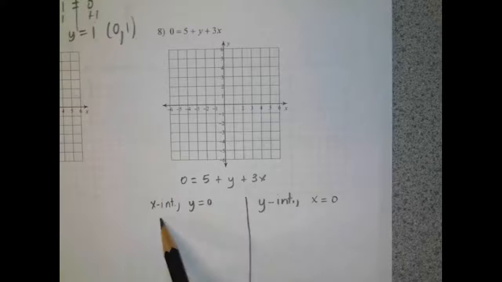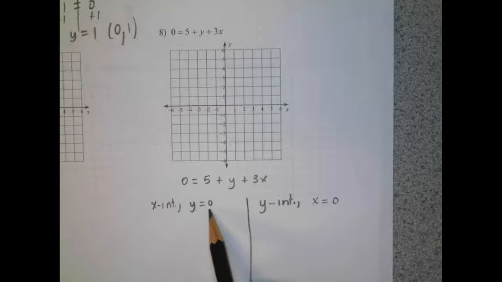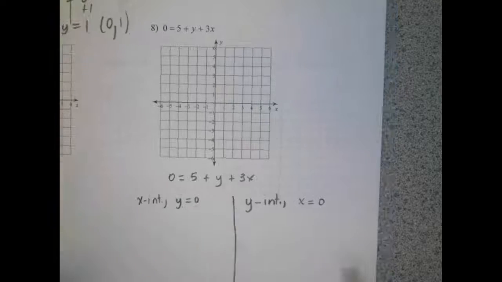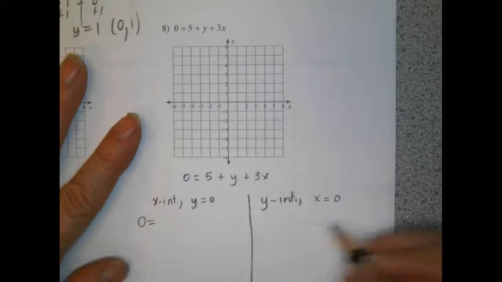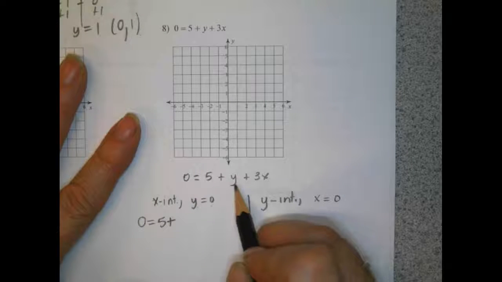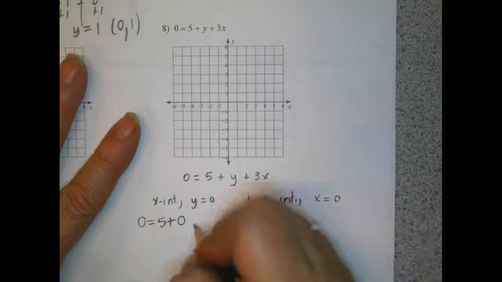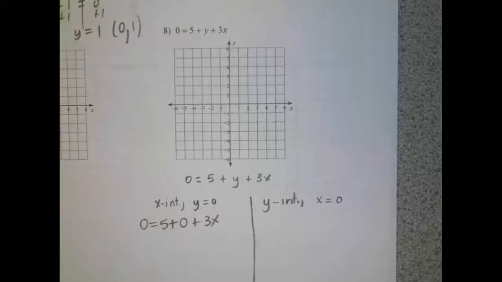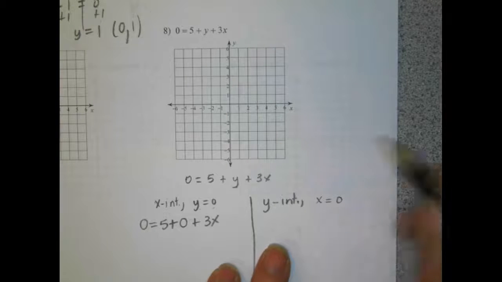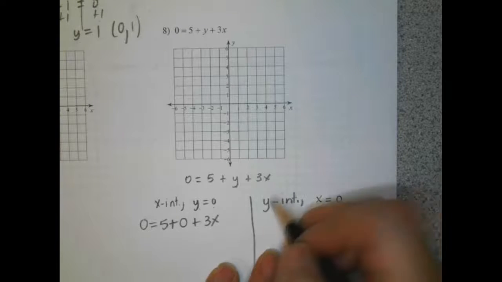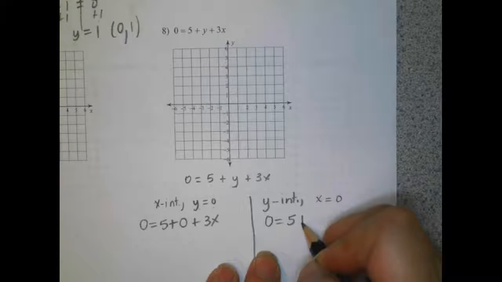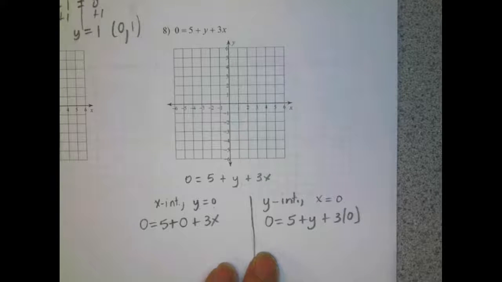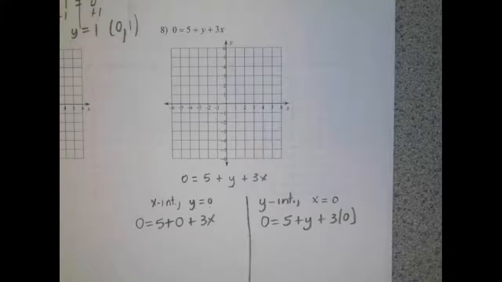Okay, so now I'm going to rewrite my equation, but instead of y, what am I going to write on this side? 0. So 0 is equal to 5 plus, instead of y, 0, plus 3x. Same thing goes for the other side, but instead of x, what do I write this time? 0. So 0 is equal to 5 plus y plus 3 times 0. Okay, so now I can solve these two separate equations.